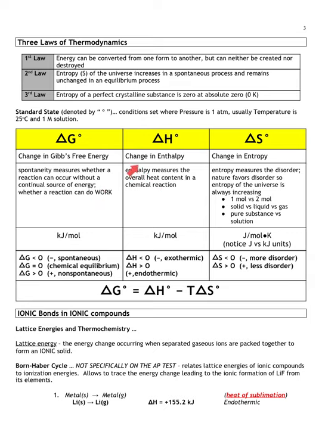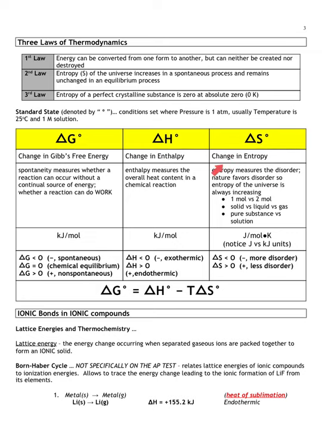The other variable we're going to need is enthalpy. Enthalpy is basically heat content. So it's measuring the heat content in a chemical reaction. Notice the units for these two, kilojoules per 1 mole. So we really do need to know how much per 1 mole of a substance in the reaction.